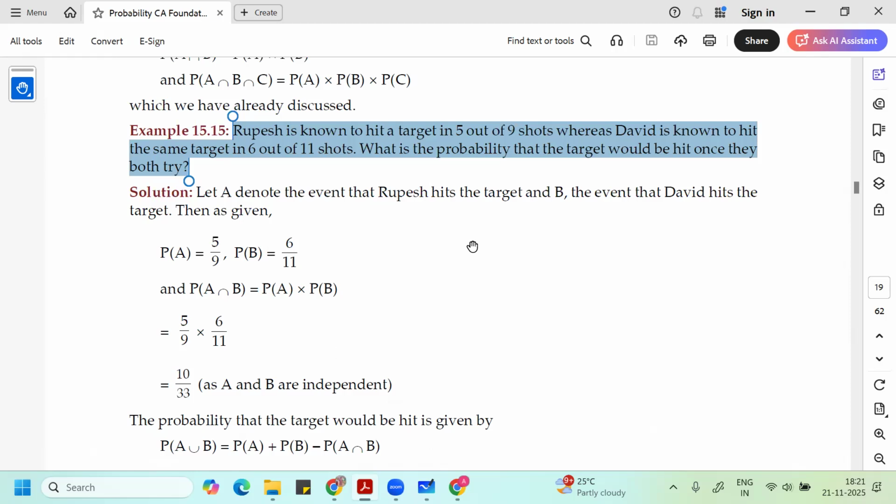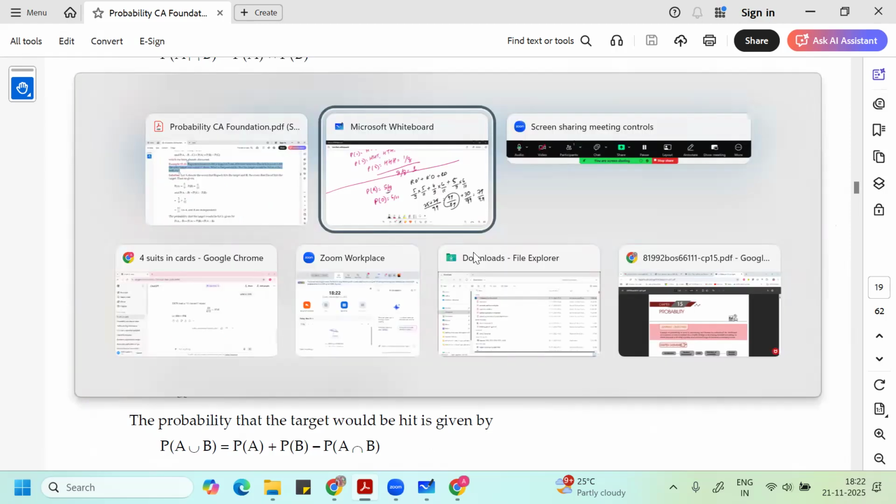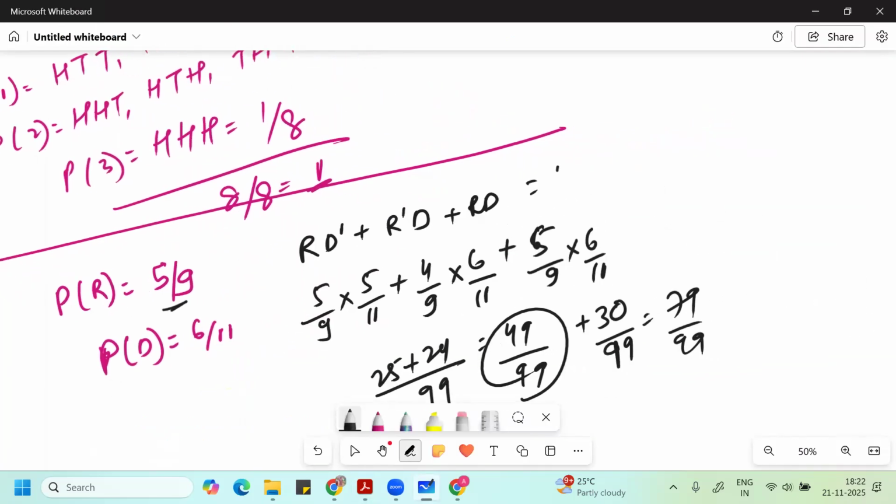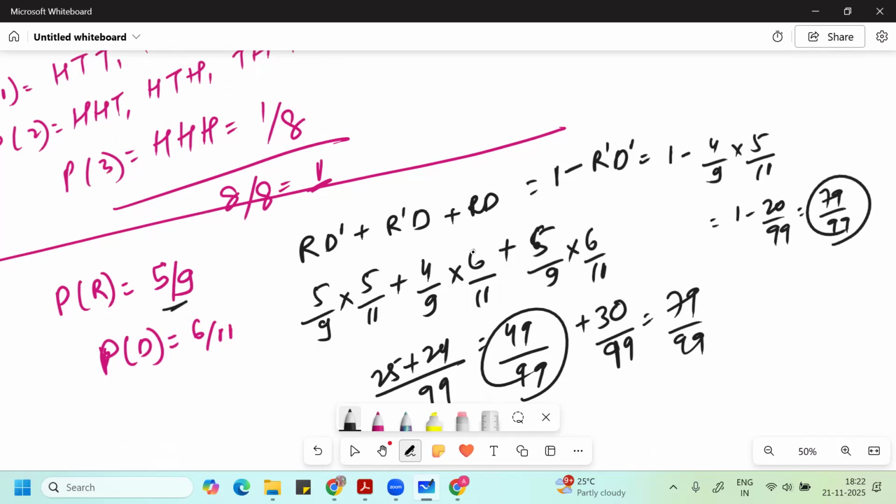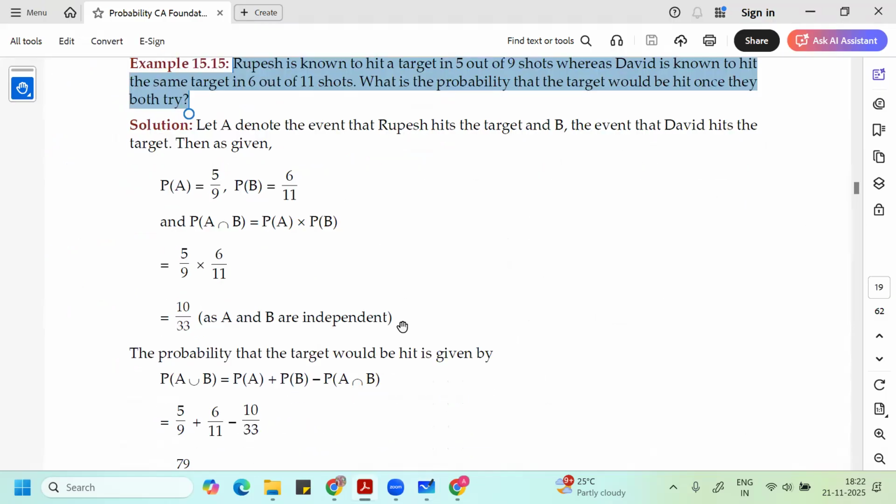Okay, so if the question is like that, the target would be hit means either Rupesh hitting the target or David hitting the target, that doesn't matter. What matters is that the target should be hit. The other way of writing this is 1 minus neither Rupesh hitting nor David hitting. 1 minus 4 by 9 into 5 by 11. So 1 minus 20 by 99, which is equal to 79 by 99.